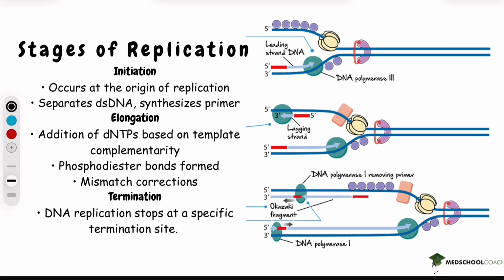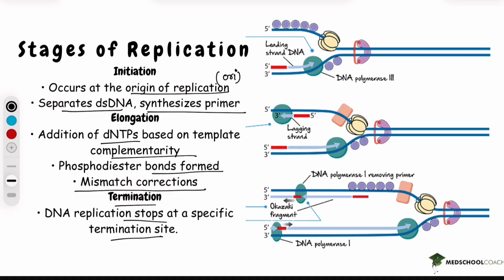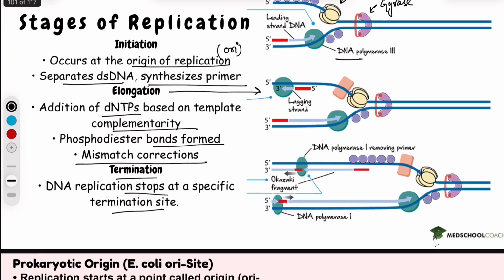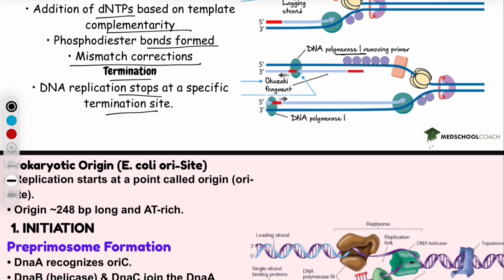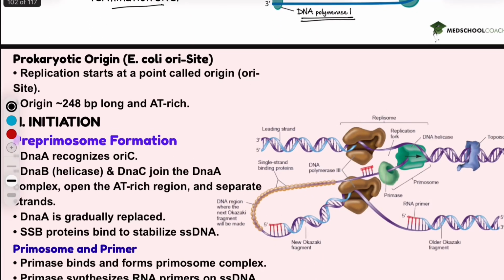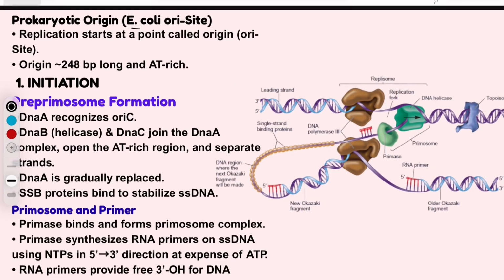Next, we will cover the stages of replication. It is in 3 phases: initiation, elongation, and termination. Initiation occurs at the origin of replication, and here the double-stranded DNA is separated and primers are synthesized. Elongation and termination we will also study next. You can see the initiation process, how helicases are loaded, DnaB, and primers are synthesized. And lastly, termination at the end of DNA.